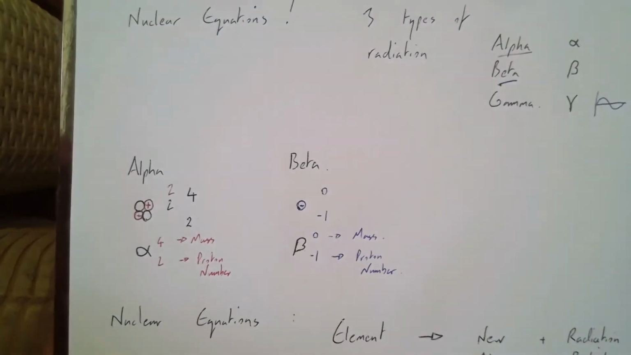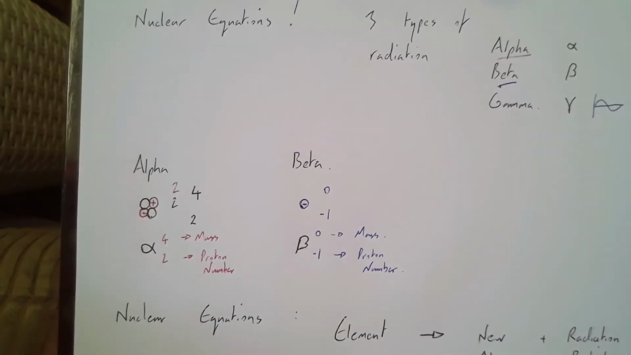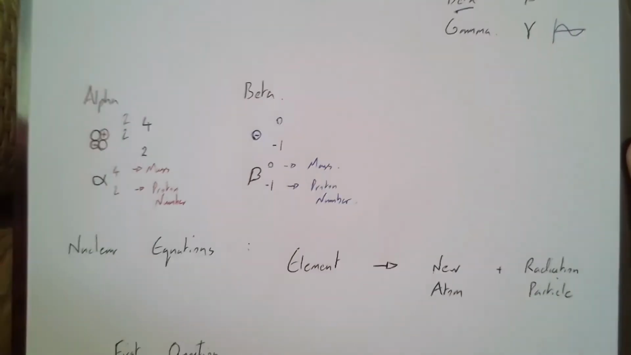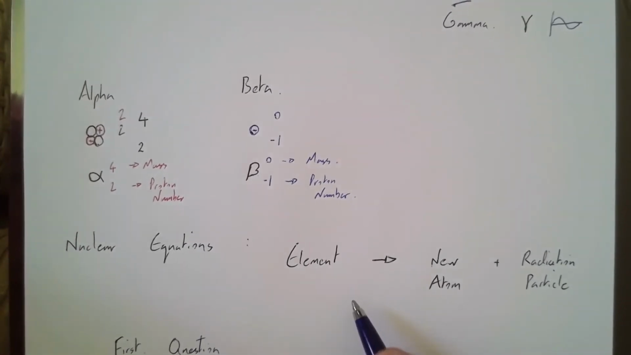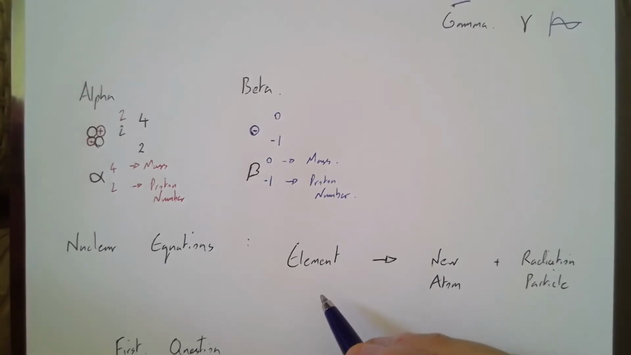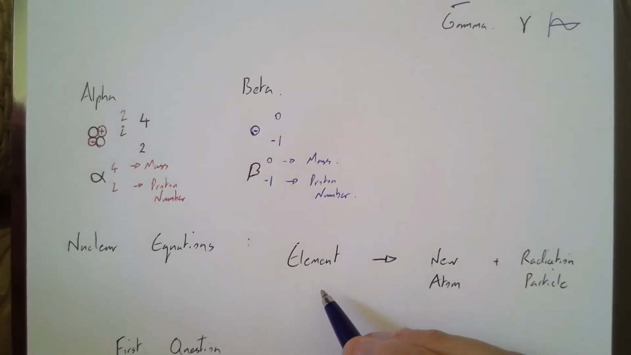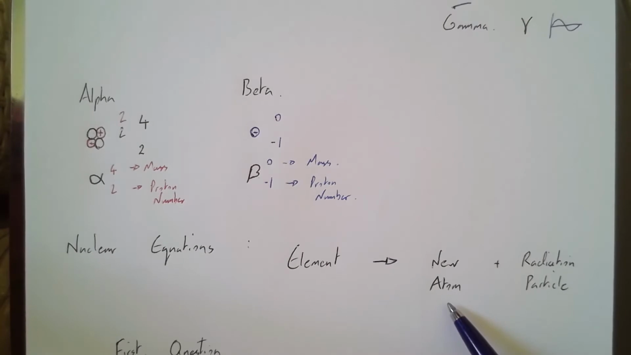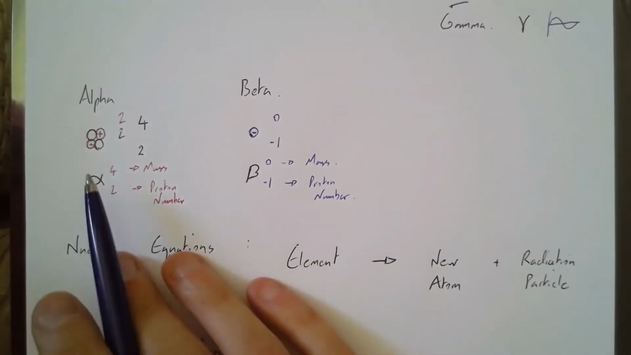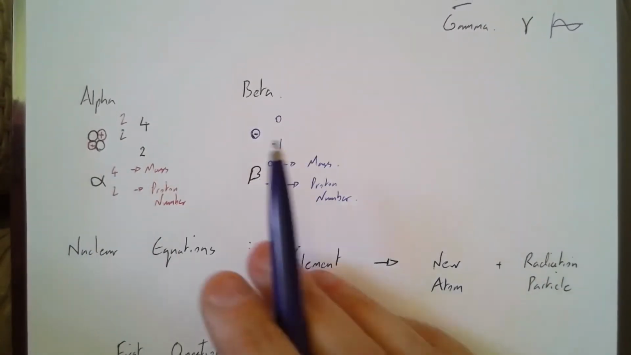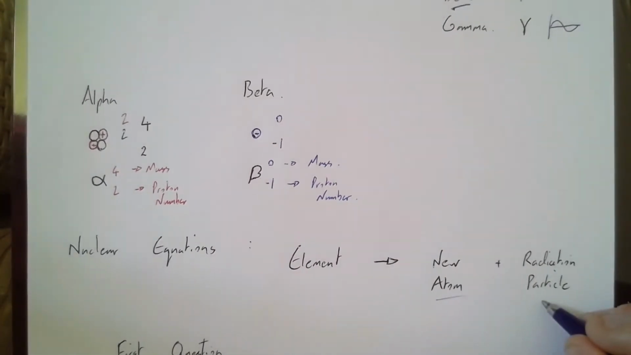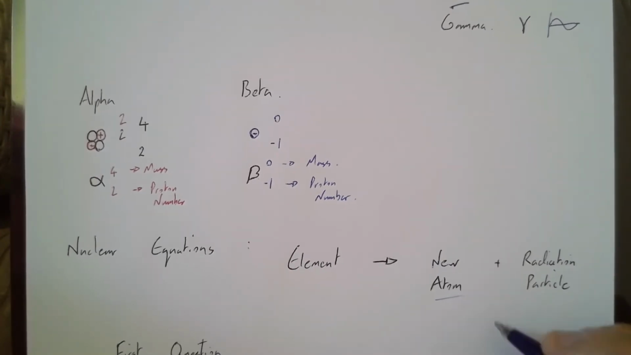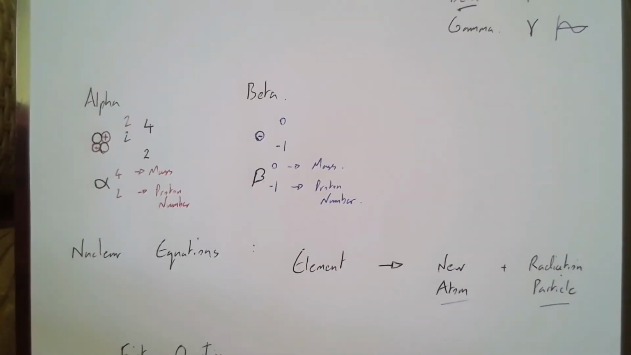Now, the equations themselves, the bits that we look at and go, I don't get it, they're fine. All they say is the elements that we start with, any element that can decay via nuclear radiation loss, there is a new atom formed. It's losing either protons or neutrons or electrons, so you are getting a new atom forming, and because it's decaying, it's releasing a radiation particle. You're going to have a radiation particle at the end as well.